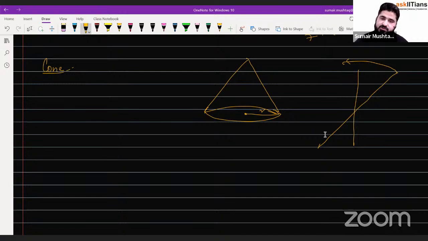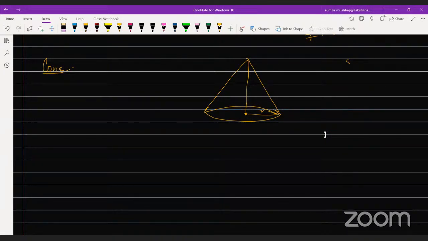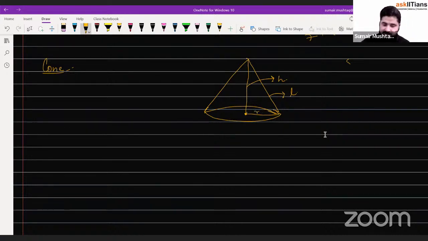Umair, I have told you this. You were also present that time. Yeah, sir, I think I forgot it. Okay, this is the height. Sir, then the curved surface area and the total surface area in the double napped cone will be double of this, right? Obviously, yes. That is the obvious thing. This is known as L.